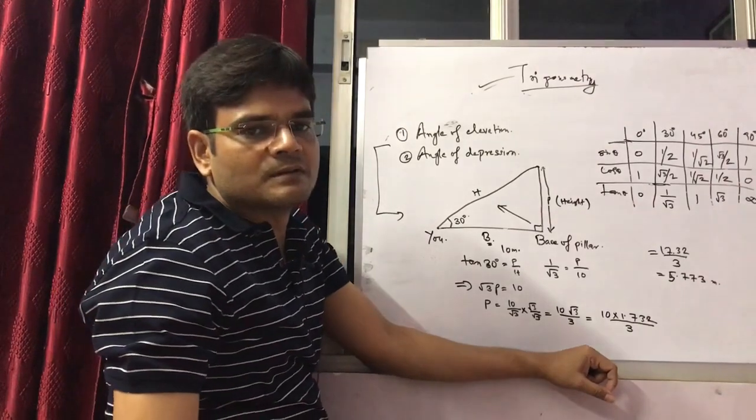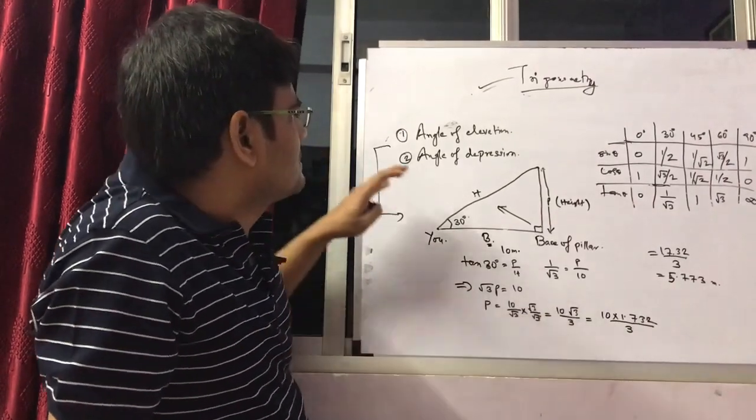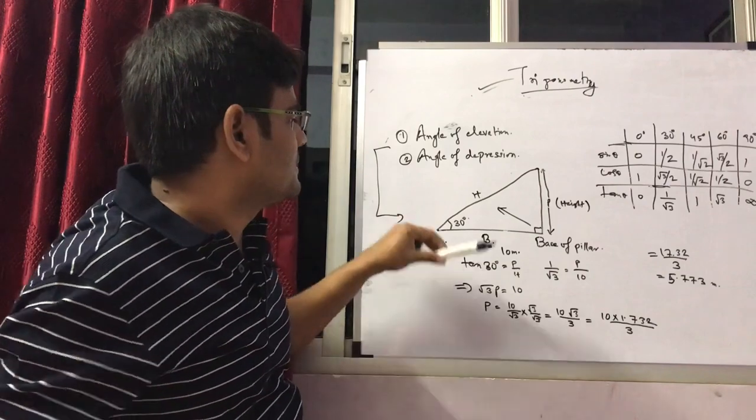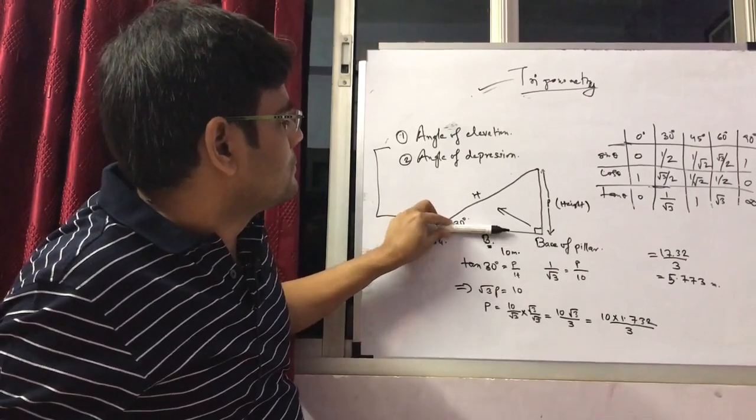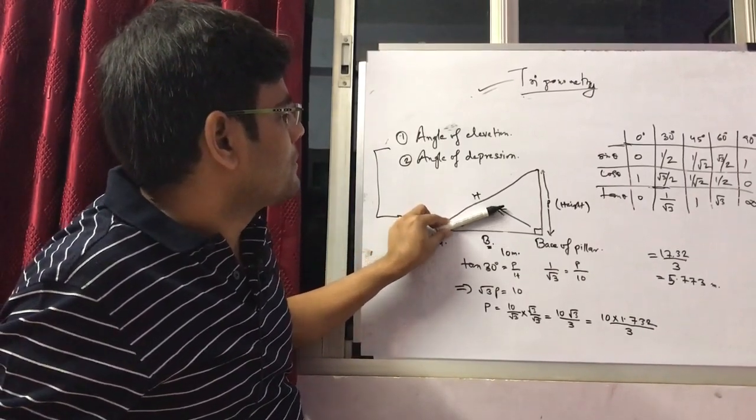I hope I was clear on this. So this is angle of elevation. What is the angle of elevation? The angle which you have to tilt to look at the top.